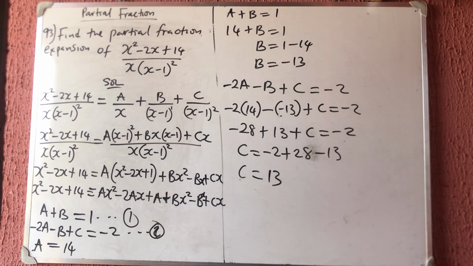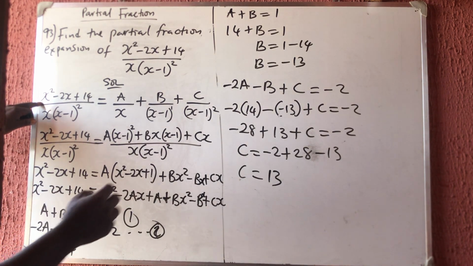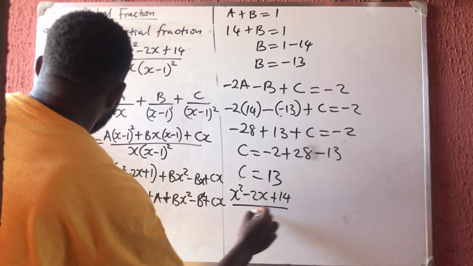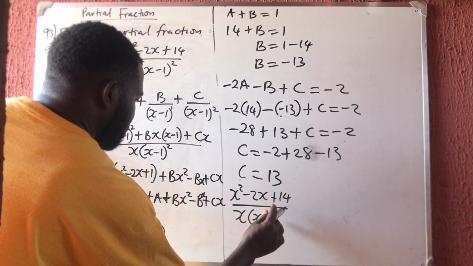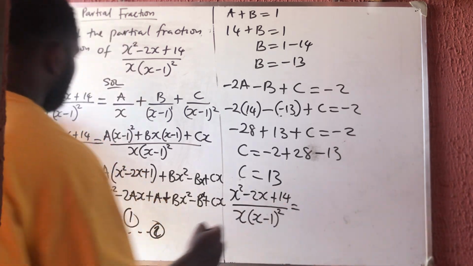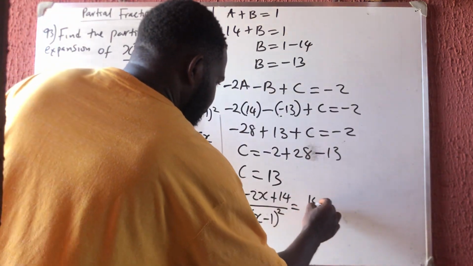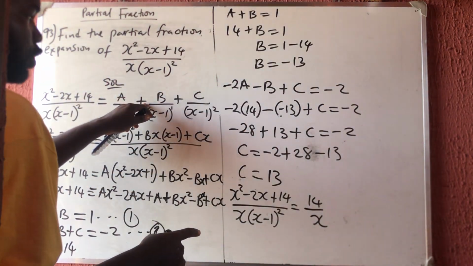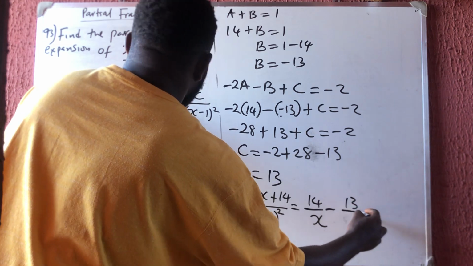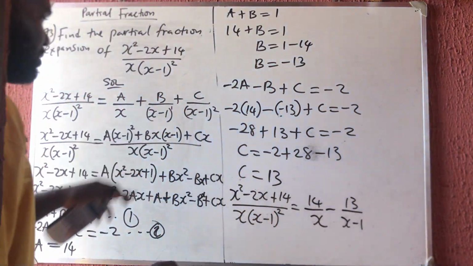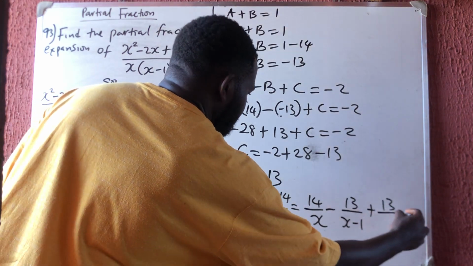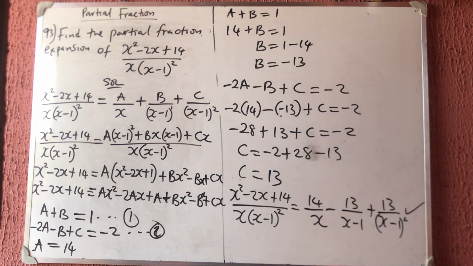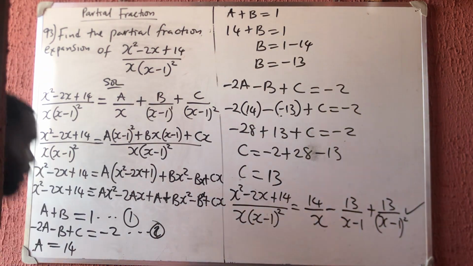Since you have gotten your a, b, and c, just go back and substitute here. So I have that x squared minus 2x plus 14 all over x into x minus 1 all squared is equal to my a, which is 14, 14 over x. My b is minus 13, so minus 13 all over x minus 1. Then my c is 13 again, plus 13 all over x minus 1 all squared. So that is my partial fraction. Very simple. So we move to the next question.